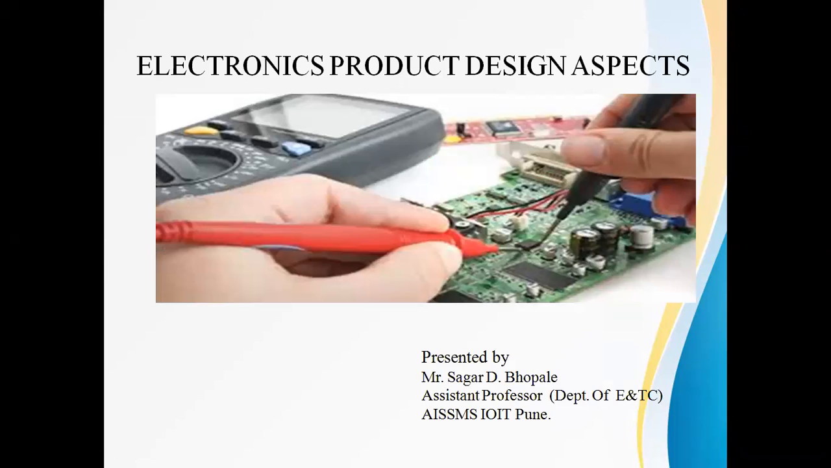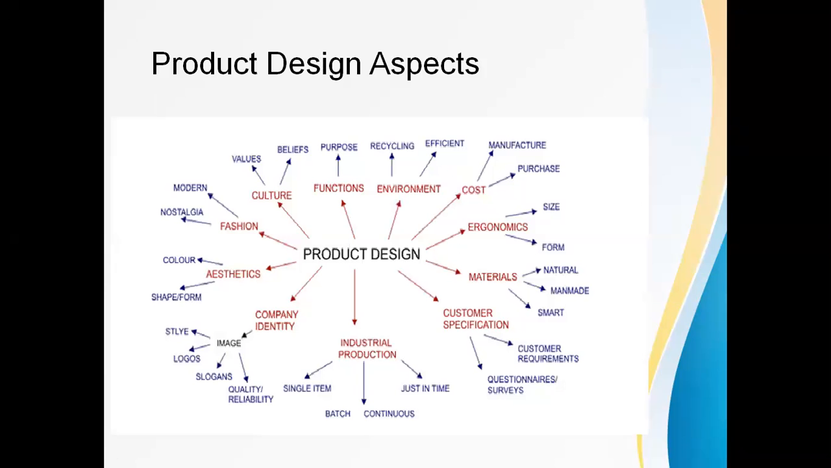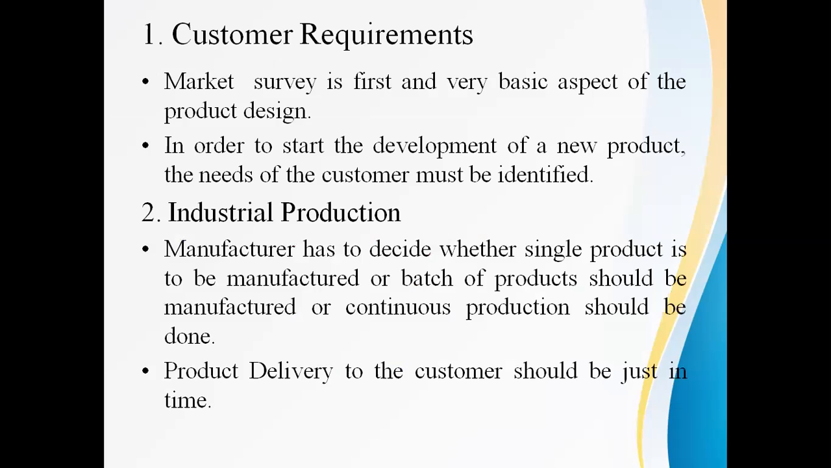In this video, I am going to tell you something about electronics product design aspects. So, while designing any electronics product, the manufacturer has to keep in mind factors like customer specifications or customers' requirements, industrial production, company identity, aesthetics, fashion, culture, functions, environment, cost, ergonomics, and materials to be used. So these are the factors any manufacturer has to keep in mind while designing any electronics product. So we will see one by one in detail.